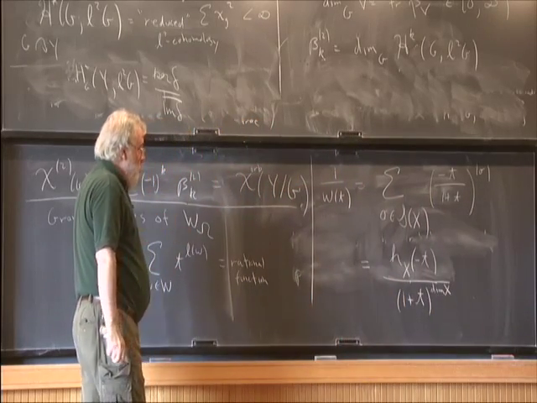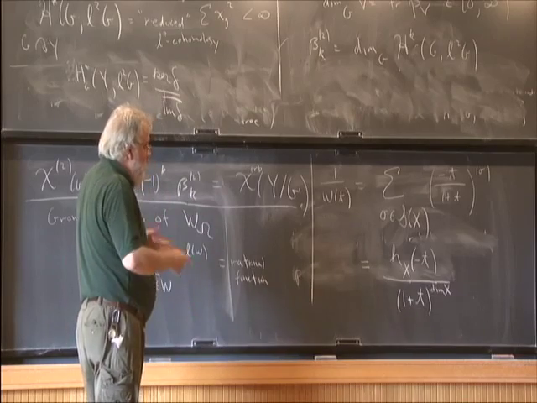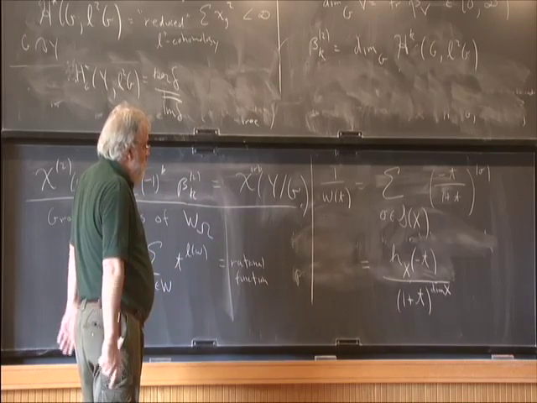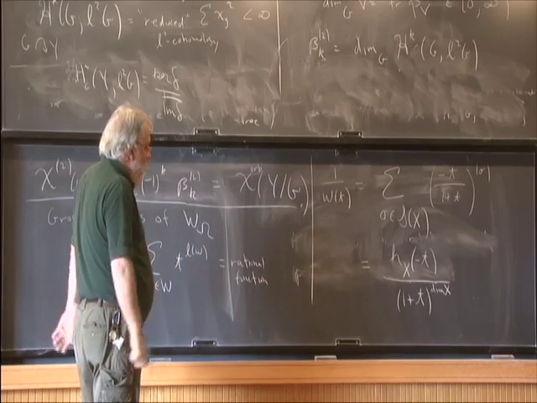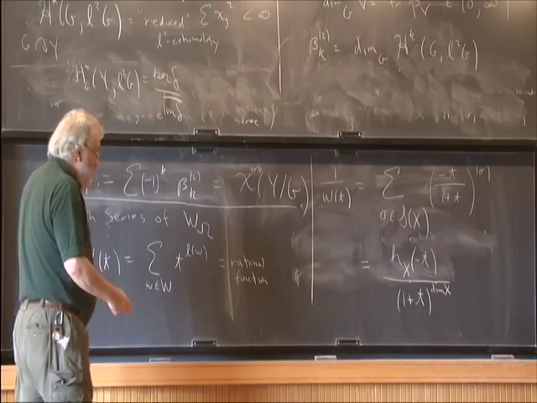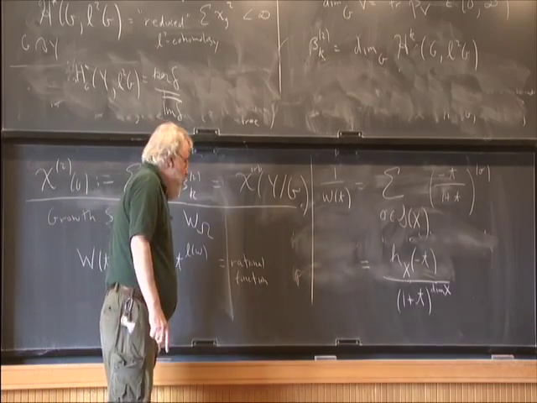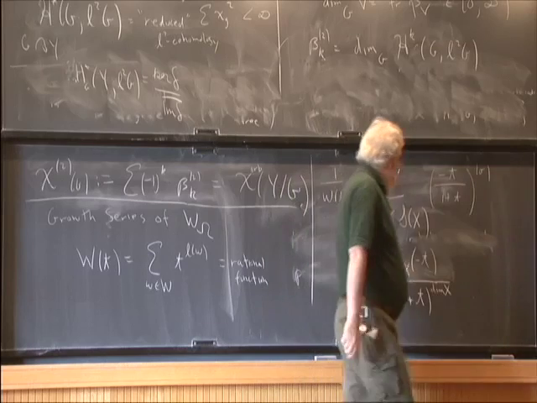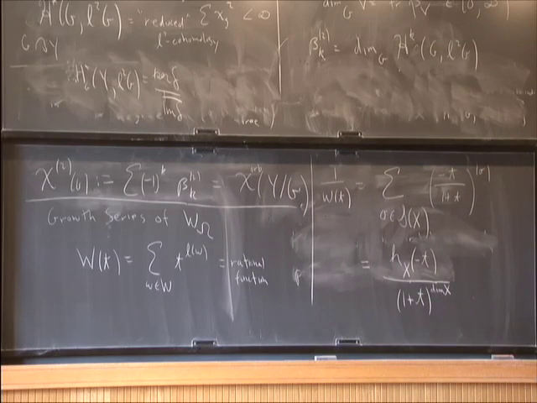This h polynomial is another way to encode the number of simplices in the complex. Its coefficients are certain linear combinations of those. And that's what it is.